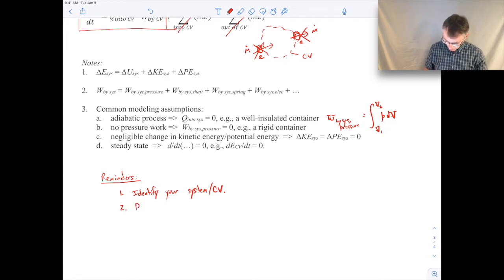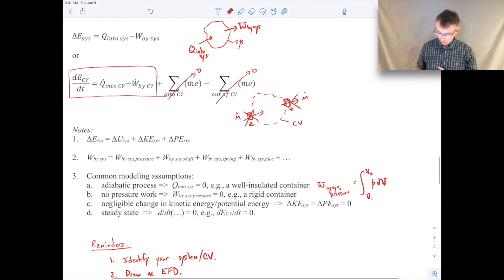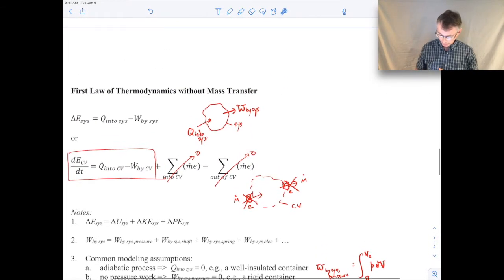Number 2 is draw an energy flow diagram. So draw where the heat transfer is coming in, draw where work is being done, you know, like in this picture here. The energy flow diagram is really just identifying the system and then drawing these arrows to identify where you have heat interactions and work interactions. All right, those will help you solve the problem as you go forward.